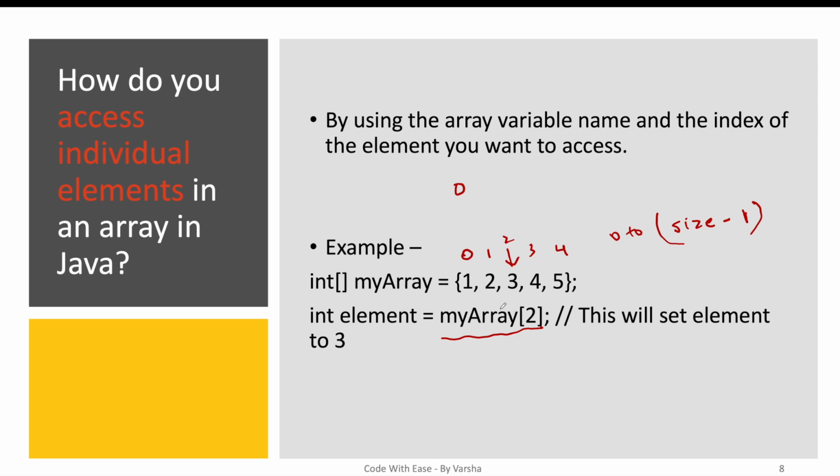So when I'm saying my array 2, basically I want to access the element at index number 2. So it is returning me the element 3. Clear?